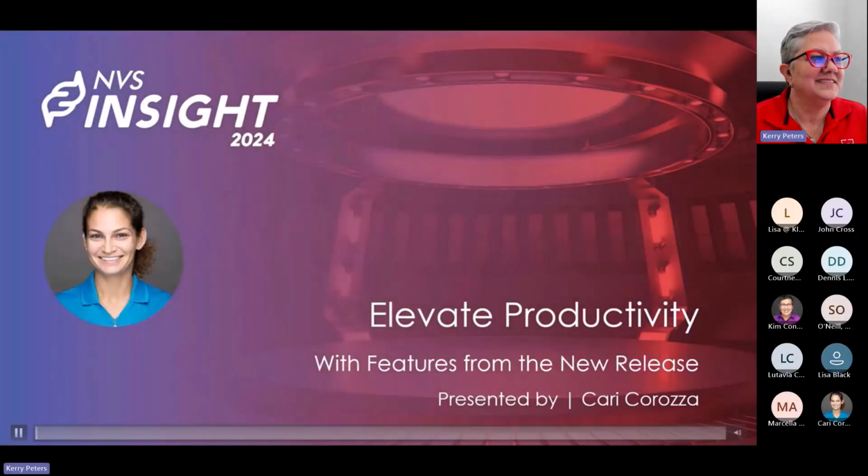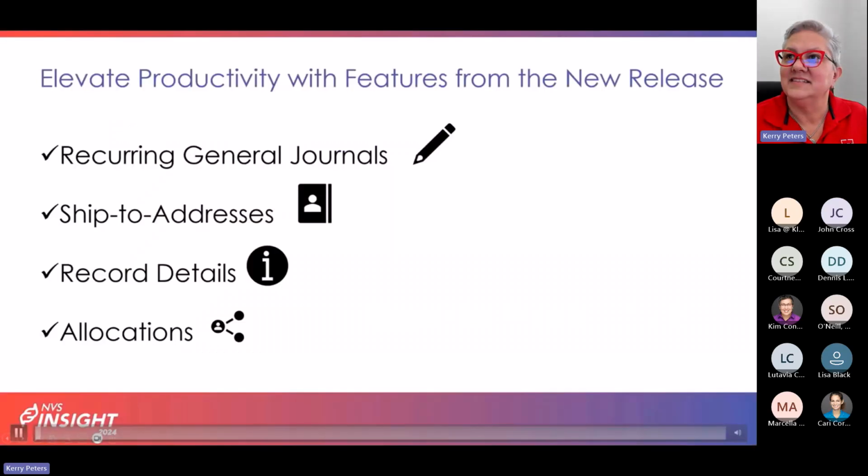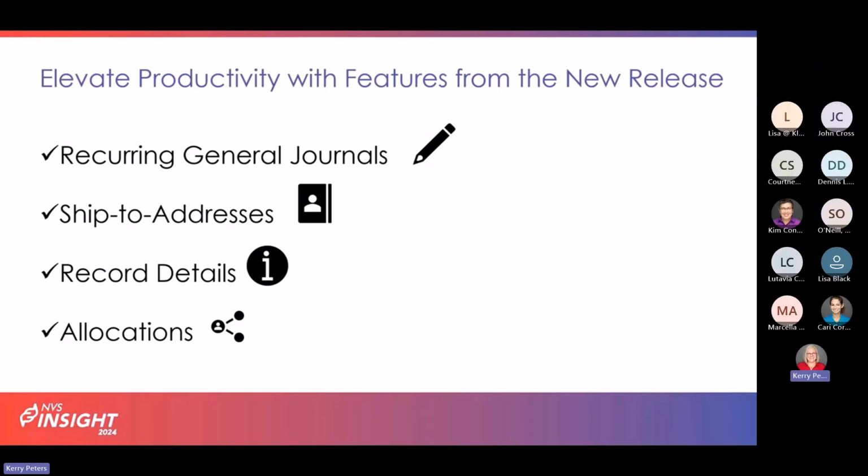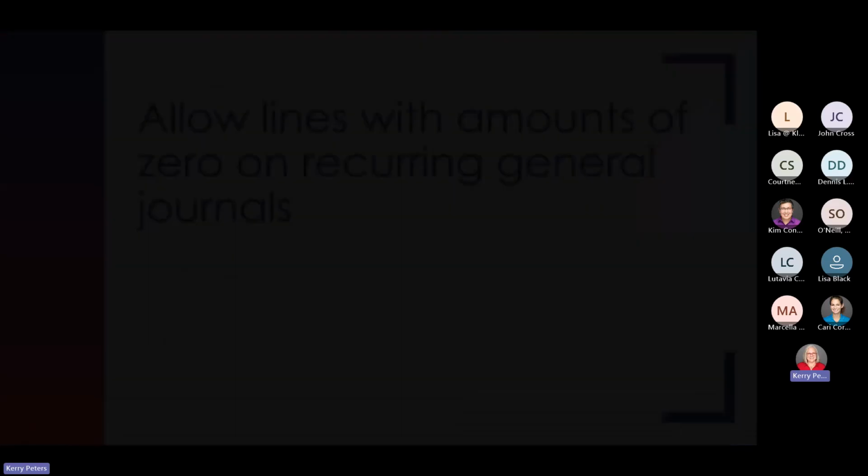In this session, we are going to talk about elevating productivity with features from the new release. We will be looking at some specific features from the last couple releases in the areas of recurring general journals, ship-to addresses, record details, as well as an in-depth look at allocations. The goal of this session is just to make sure that everyone has information on some of the newer features or improvements to features, and hopefully some of you will be able to implement some of these improvements to be able to elevate your productivity and save time in your tasks.